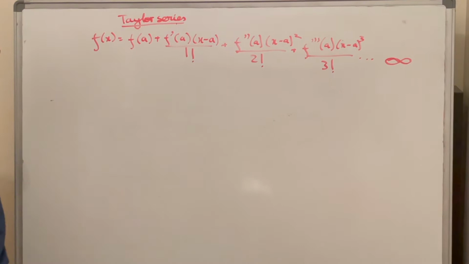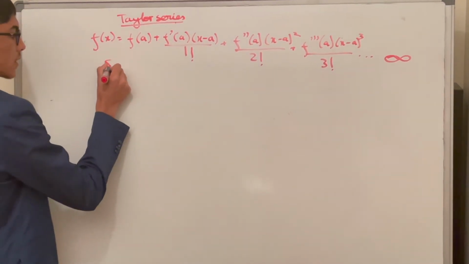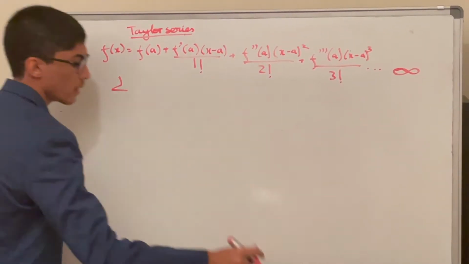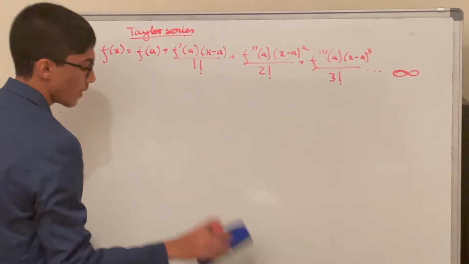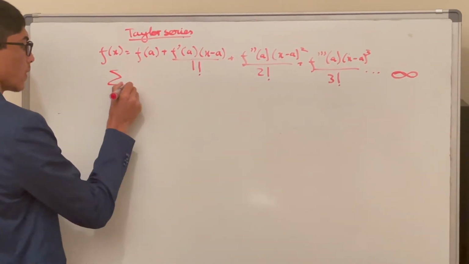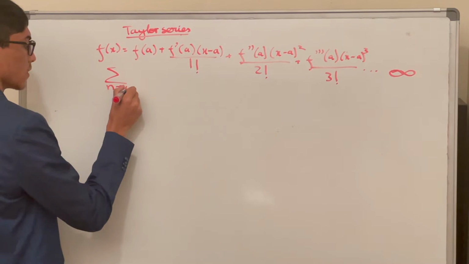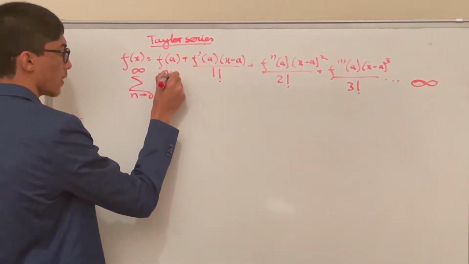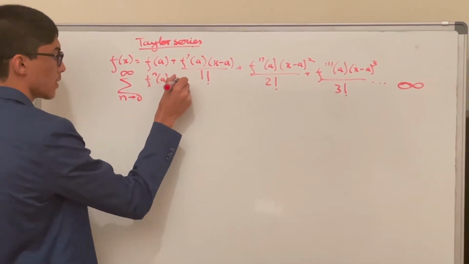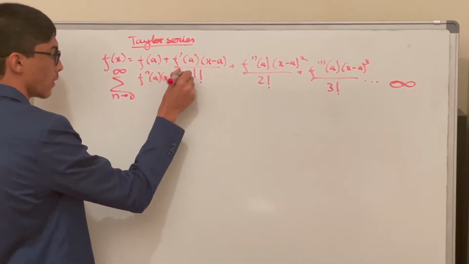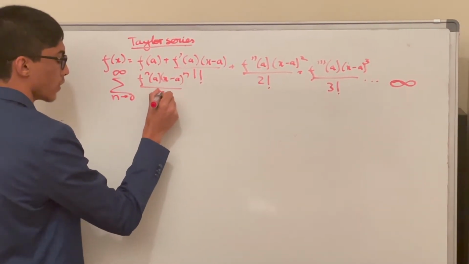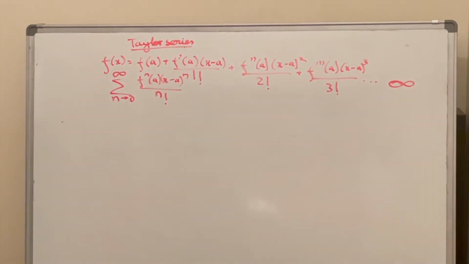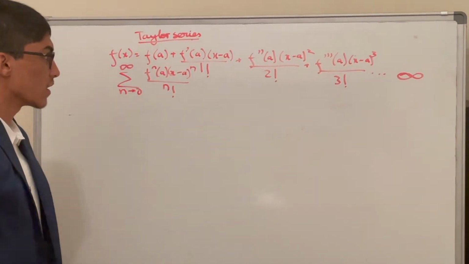And this can be represented as the summation from n equals 0 to infinity of f^(n)(a) times x minus a to the power of n over n factorial. So this is the general formula for the Taylor series.